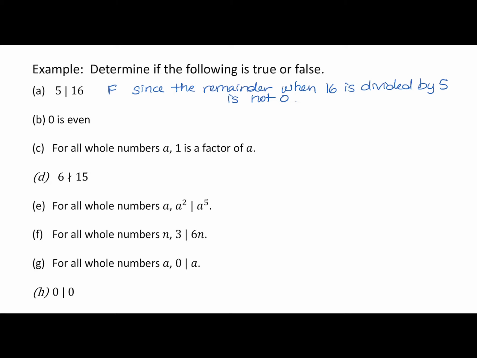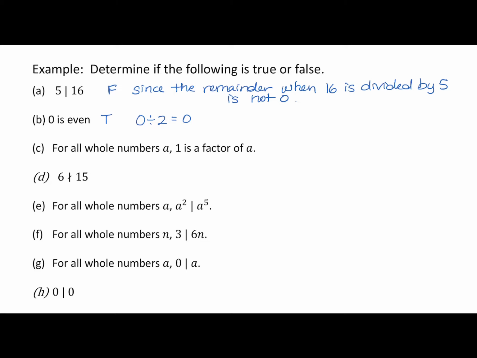All right, what about B? Is 0 even? Well, we say a number is even if 2 divides that number. So think about what is 0 divided by 2. This is one of the things that we talked about in the last unit. 0 divided by 2 is 0. And so 2 does divide 0, so 0 is even.